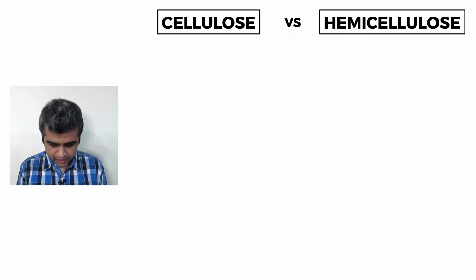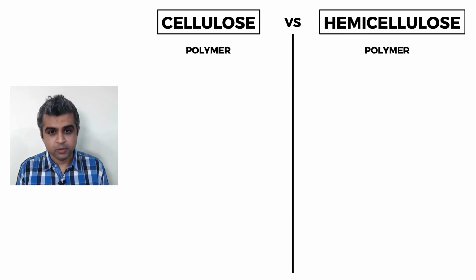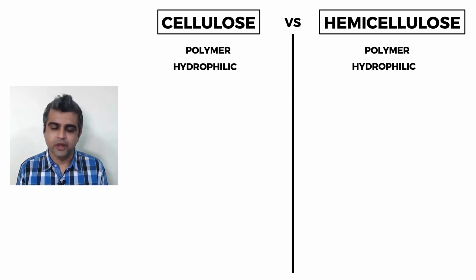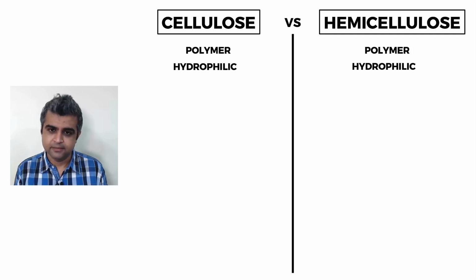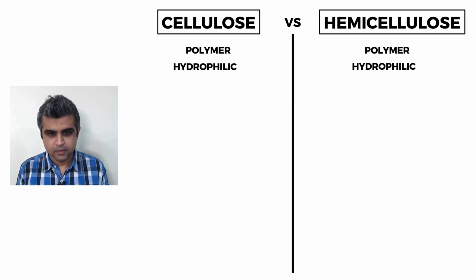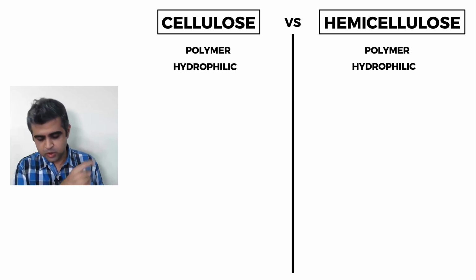Now, both of them are polymers and both of them are hydrophilic. Hydrophilic means that they are water loving, which means they will have polar units. They are going to have some parts which are polar and some parts which have charge, and that is why they are going to be hydrophilic. So both of these compounds are hydrophilic, they will be attracting water, and they are both polymers. So what is the difference between these two?